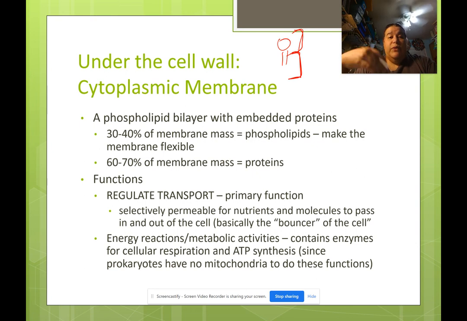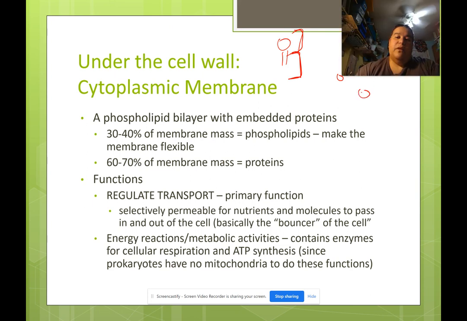This phospholipid has some unique properties. If you've worked on the videos for, I think, chapter 1 and chapter 2, you saw that part of it's water loving, part of it's water hating. Because of that, when they come together, they form a bilayer. Remember, bi means two. So you have one side with the heads facing out, and the other side with the heads facing out.